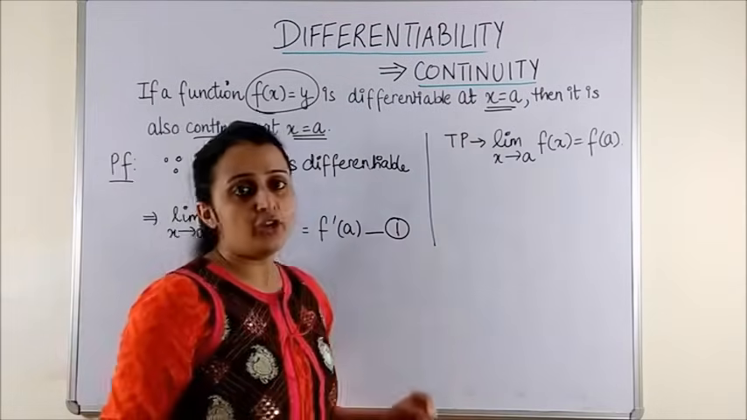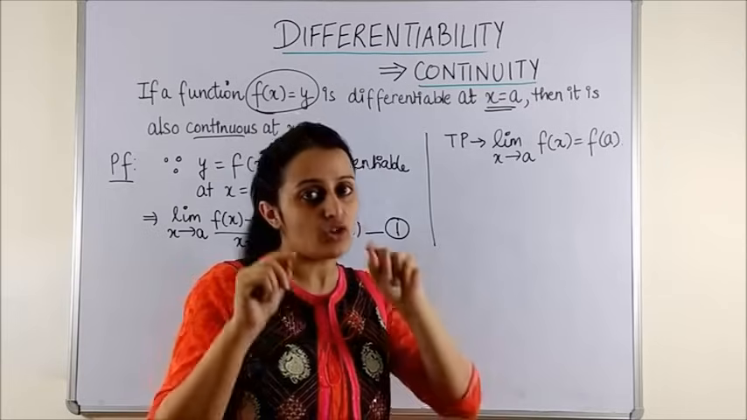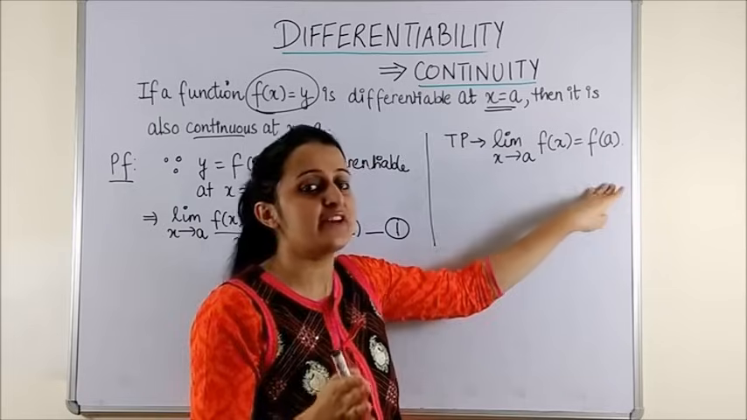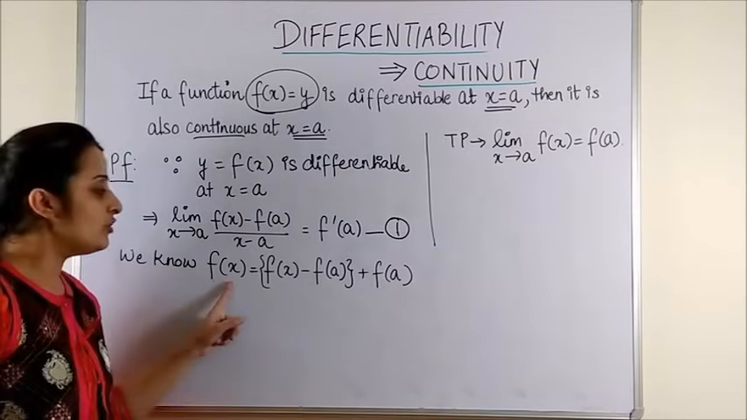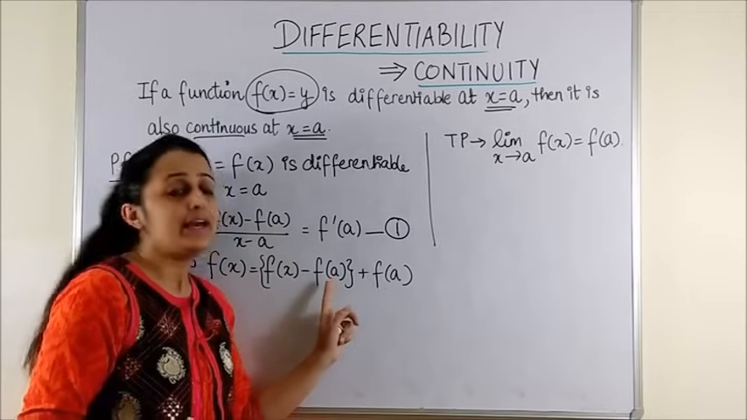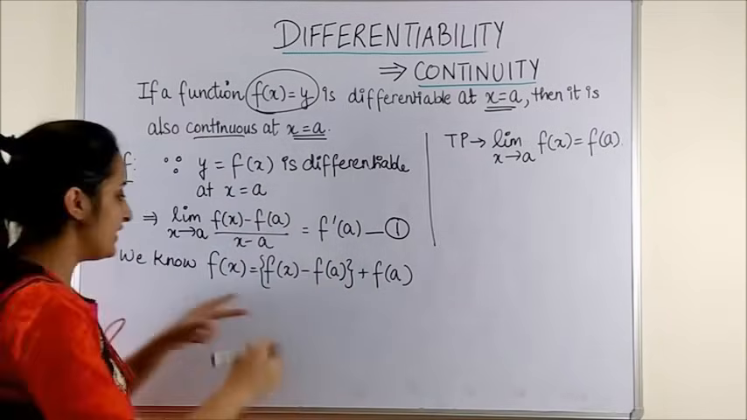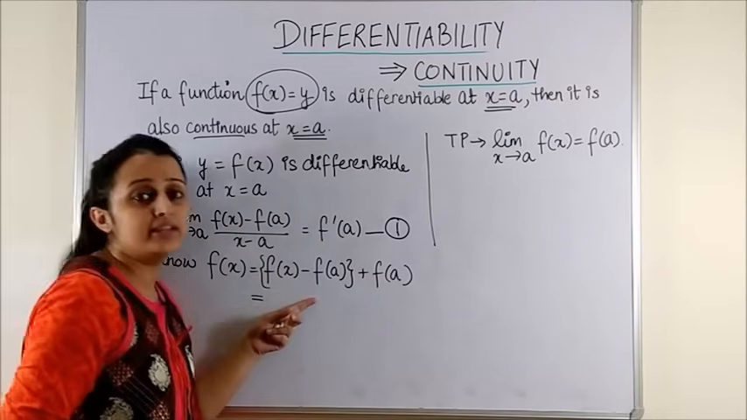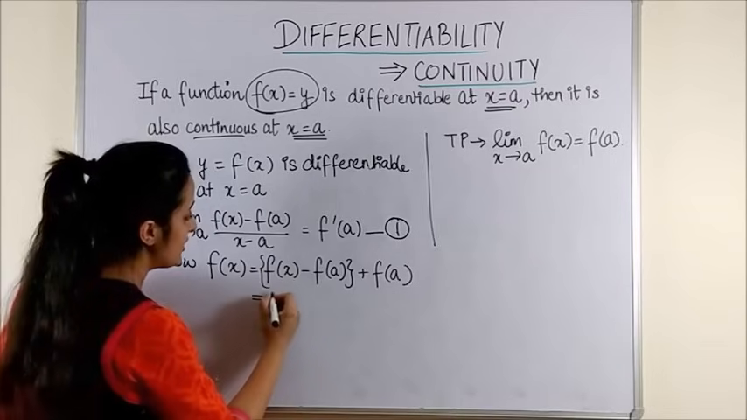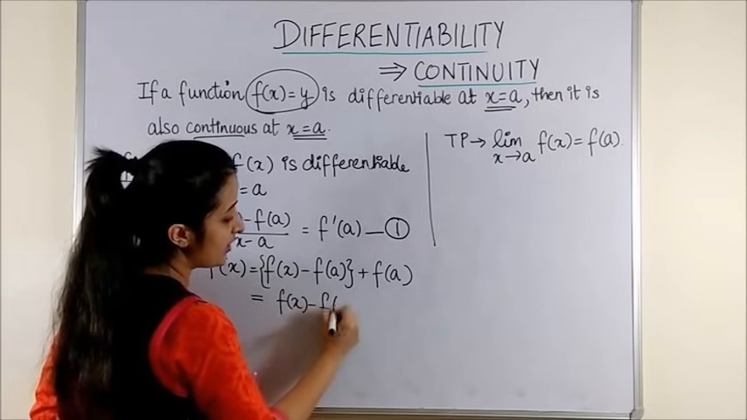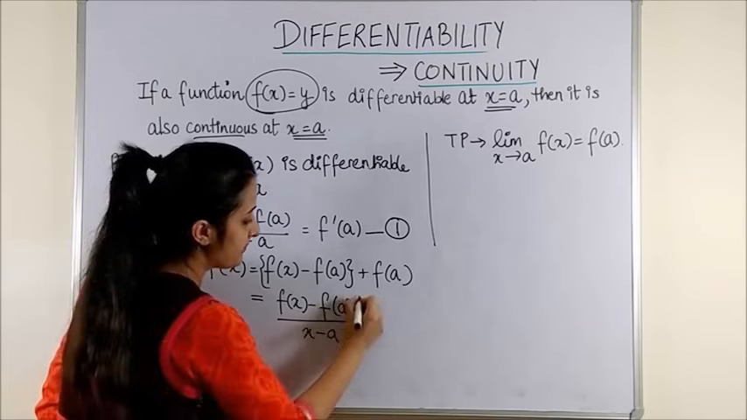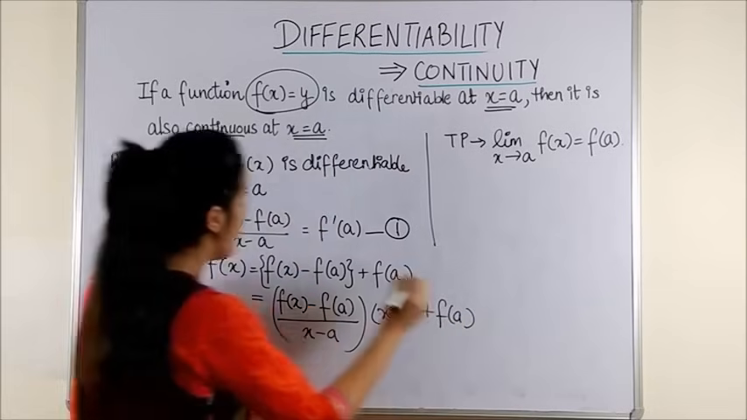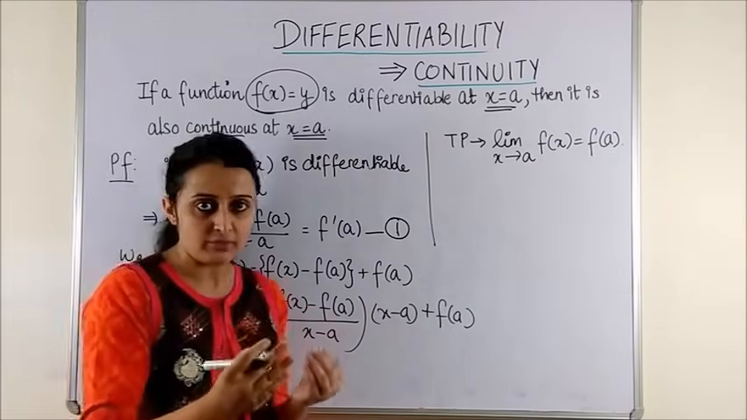Now in order to prove that f(x) is continuous at a, we need to establish that limit x tending to a of f(x) is equal to f(a). We know we can express f(x) this way by subtracting and adding f(a). Now, in order to use your equation 1, I will divide and multiply with the expression x minus a. So, we get (f(x) minus f(a)) upon (x minus a) into (x minus a) plus this f(a) stays as it is. Now, let's try taking limits on both sides.